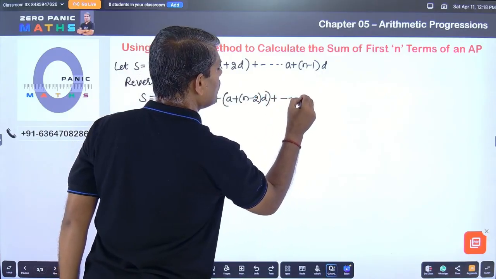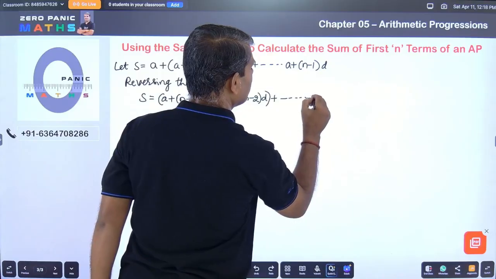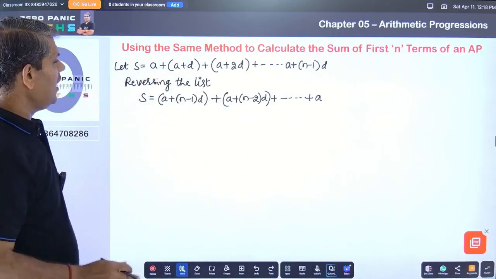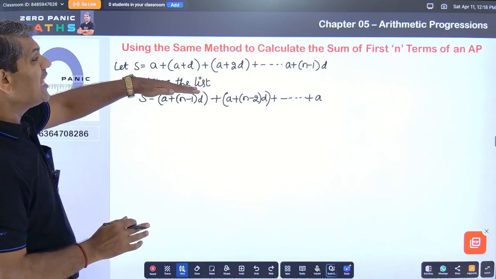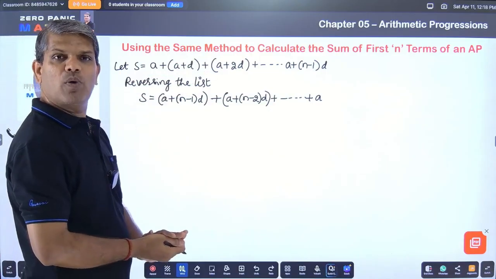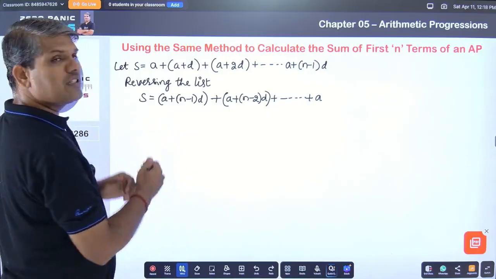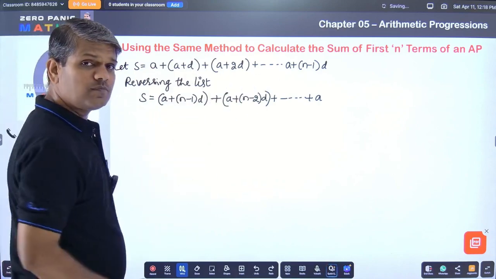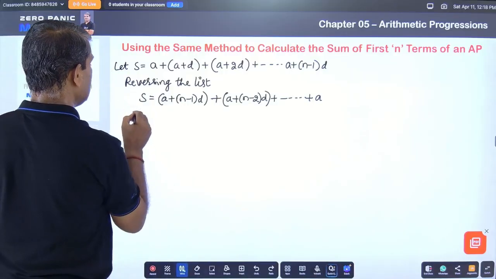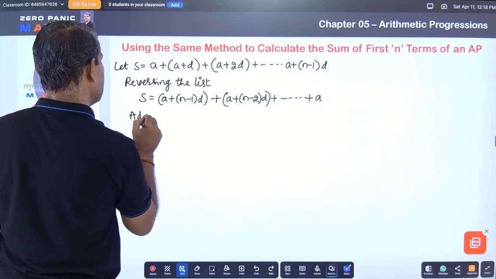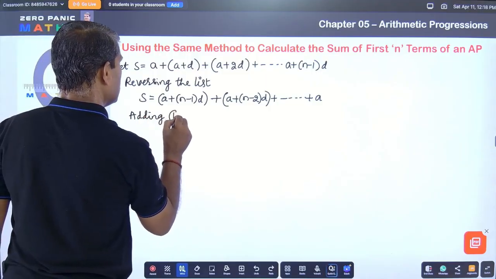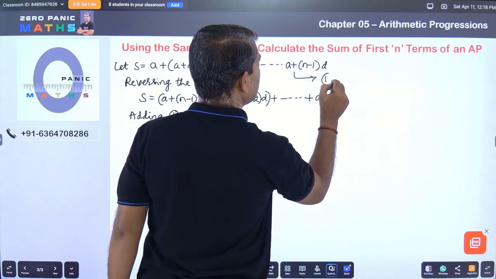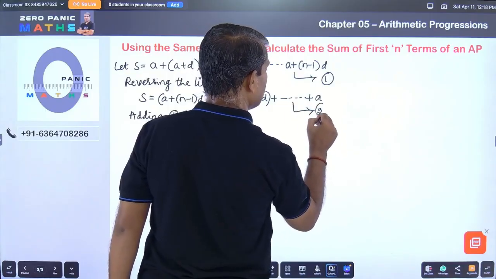So this way if you go on, finally you will have a, because I have reversed it. This is the reversed way of the sum of n terms of an arithmetic progression. Now what is the next step? The next step is to add term by term of both the lists, both the arithmetic progressions. Assume that the first equation is equation 1 and this is equation 2.